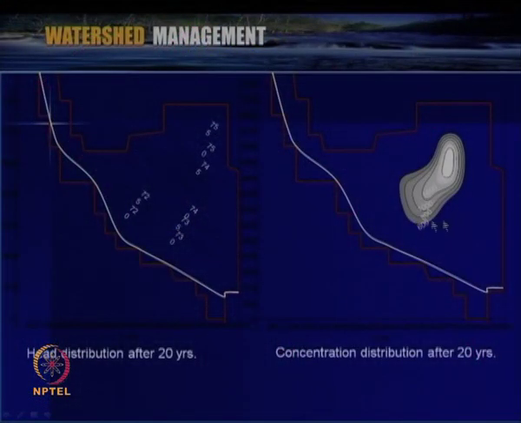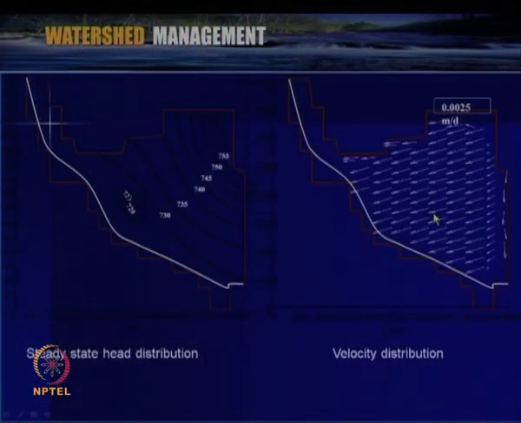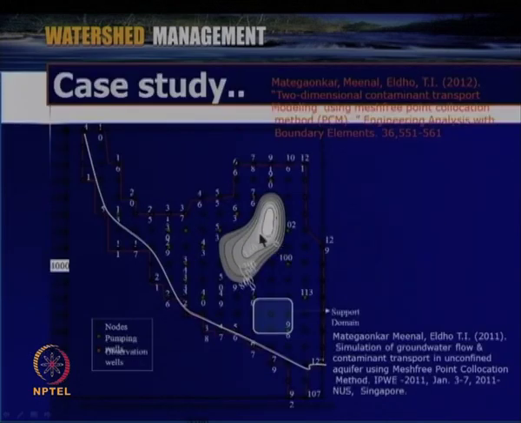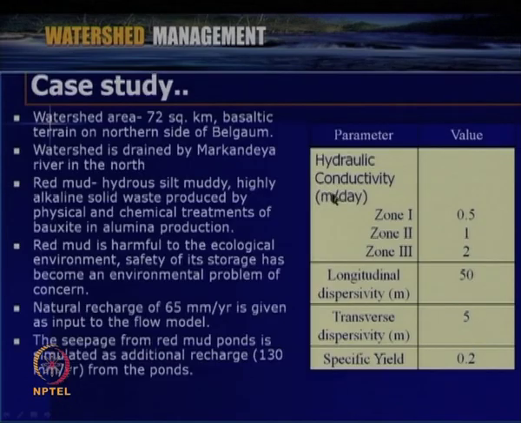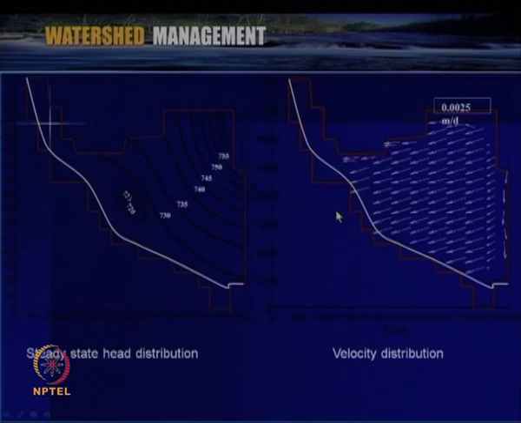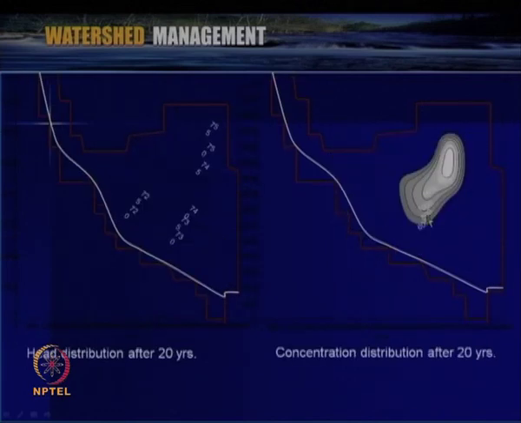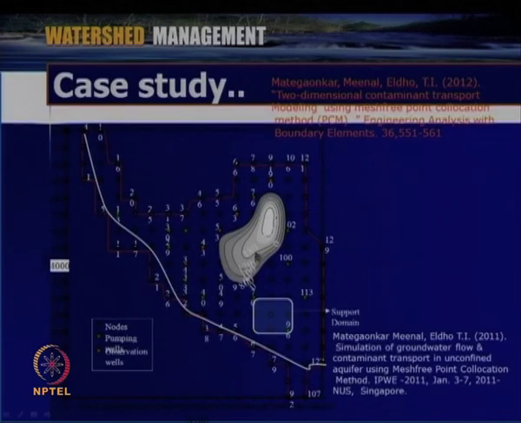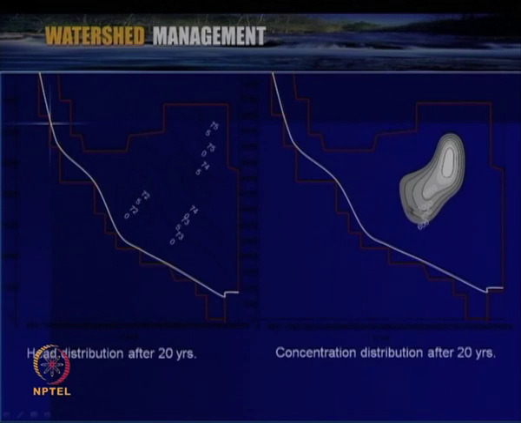And then after 20 years of the simulation, how the contamination is spreading. You can see that this is the existing contamination with respect to the 1999 data. Then after 20 years, how the contamination is spreading: you can see a small movement, because the hydraulic conductivity is very low in this area. So, the contamination spreading is very small, as you can see here.